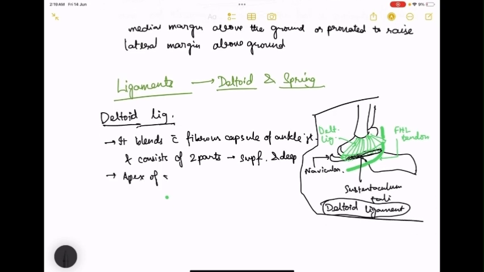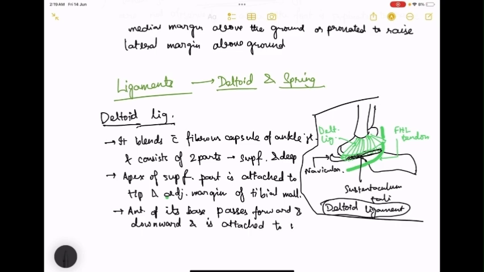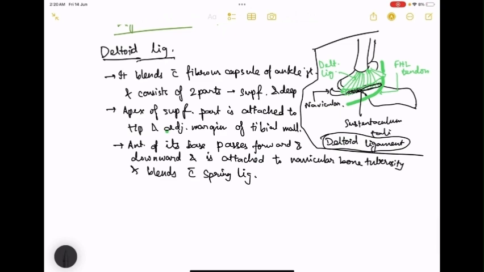Apex of superficial part, as you can see marked here, is attached to tip and adjoining margin of tibial malleolus. Anterior part of its base passes forward and downward and is attached to navicular bone tuberosity, and blends with spring ligament. When we read about the spring ligament, we will come to know that it is actually the continuation of this anterior part.